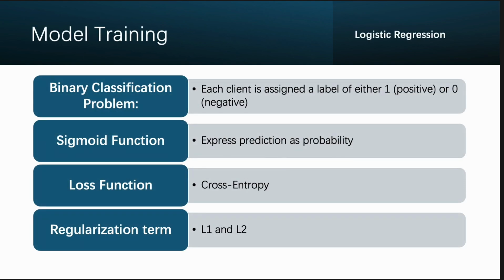Logistic regression, typically designed to solve the binary classification problem, is selected as our candidate model. It applies the sigmoid function to express prediction in the form of probability, uses cross entropy as a loss function, and adopts the L1 or L2 regularization term to minimize the model bias.